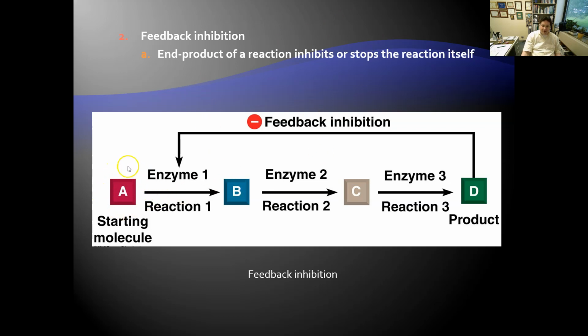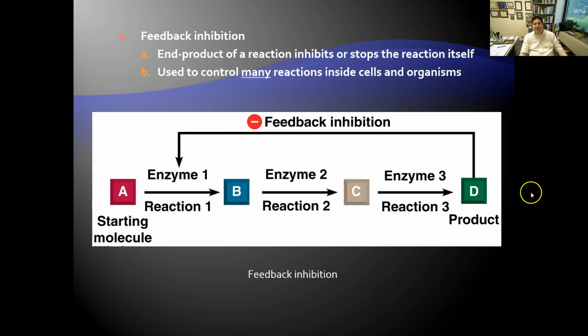Now, here's my starting material, A. My end product is D. I'm going to have to make B and C to get to D. Each one uses a different enzyme. When enough of D builds up, D can feed back and shut down that first enzyme. And notice if I shut down this first enzyme, the whole thing is shut down. So in living systems, many, many reactions are controlled by feedback inhibition.